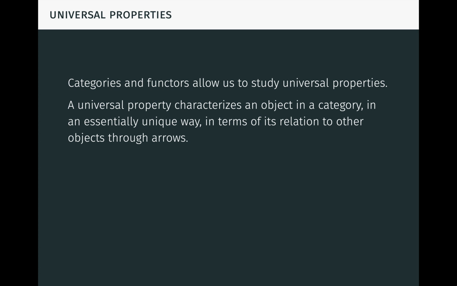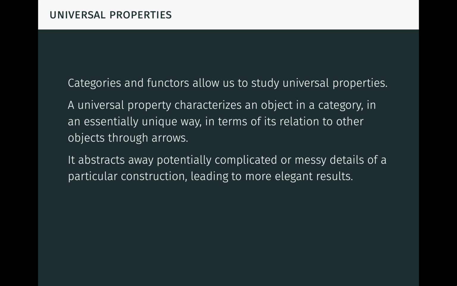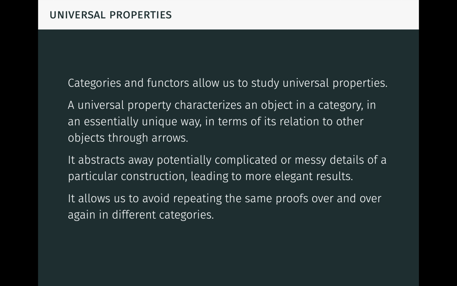A universal property characterizes an object in a category in an essentially unique way, in terms of its relation to other objects through arrows. This stands in contrast to characterizations that might refer to intrinsic details of an object, which are irrelevant from a category theoretic perspective. By doing this, a universal property abstracts away potentially complicated or messy details of a particular construction, leading to more elegant results. It also allows us to avoid repeating the same proofs over and over again in different categories. Once we know that an object in a category is universal, anything that follows from the universal property is known to be true of that object.